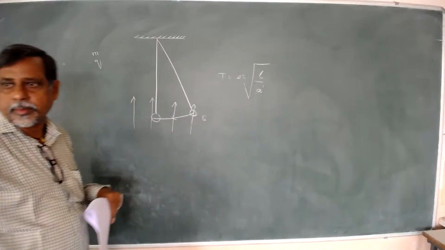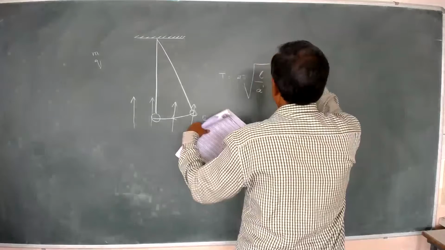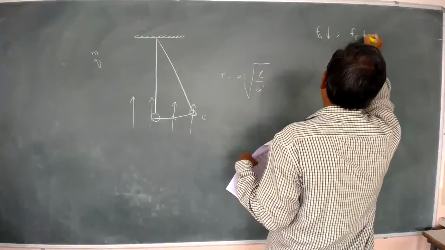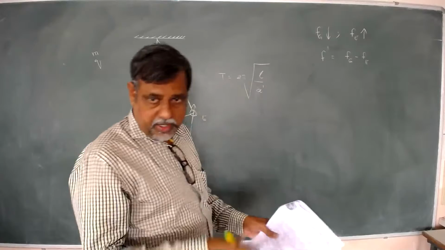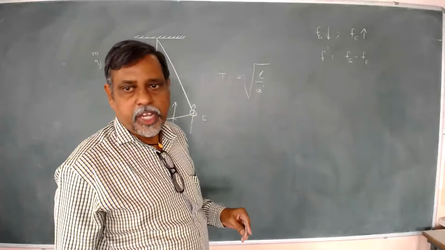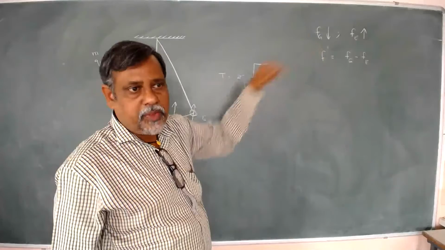Net acceleration. So what are the forces acting on this? Here Fg is vertically down and Fe is vertically up. What is the net force acting on the bob? It is Fg minus Fe. Why not Fe minus Fg? Because he has clearly mentioned that the gravitational force is more than the electrical force, therefore Fg minus Fe, so that is what we have to take.